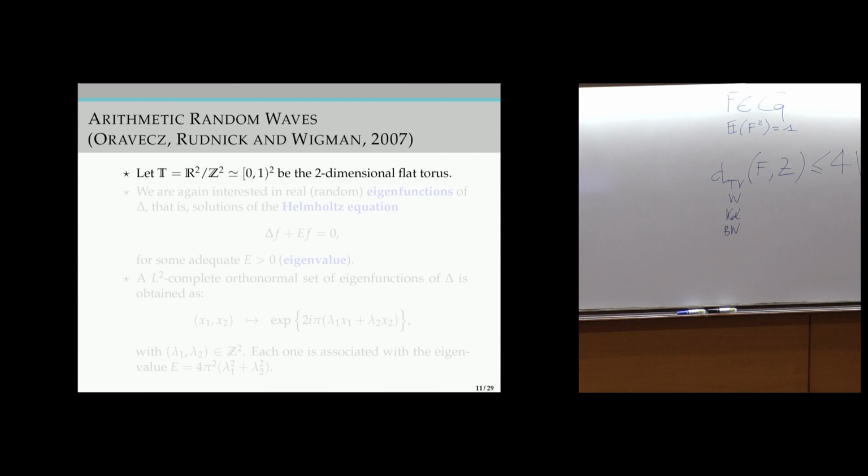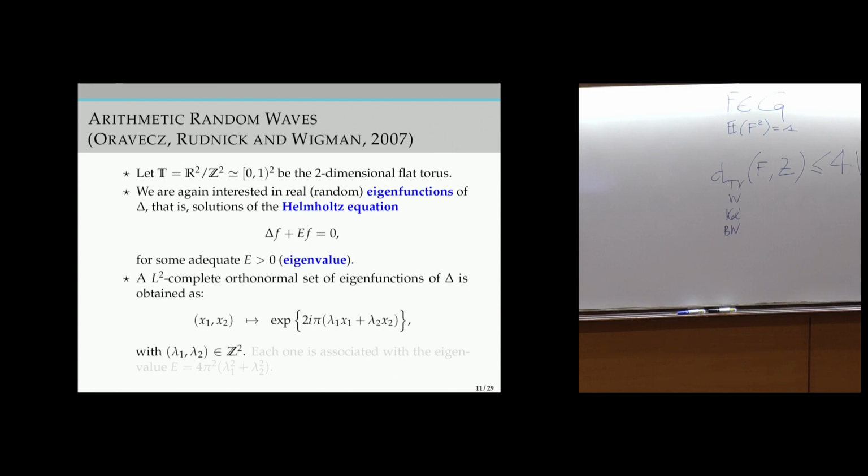And you can look at eigenfunctions of the Laplace operator, random eigenfunctions. First of all, eigenfunctions of the Laplace operator on this space. Now, you can canonically identify functions on the torus with functions on the plane that are one-periodic in each variable, meaning that it's quite easy to show that an L2 complete orthonormal set of eigenfunctions of the Laplacian is given by complex exponentials: the mapping exponential of 2iπ(λ1 x1 + λ2 x2), where λ1, λ2 are integers, right?